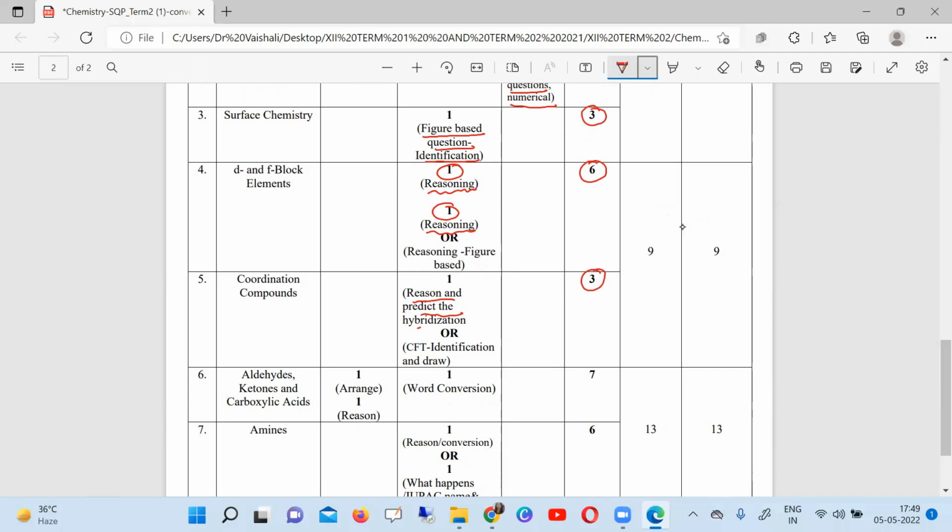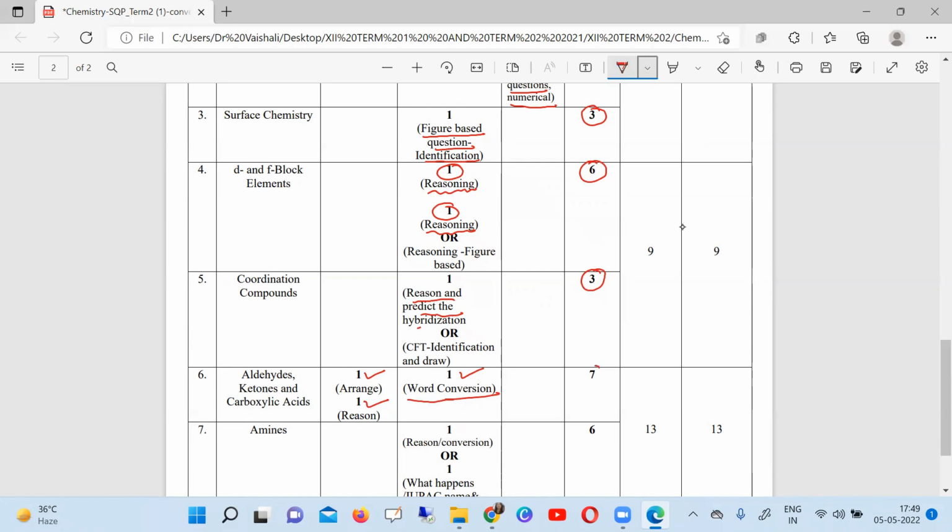In aldehydes, ketones, and carboxylic acids, there are 2 questions of 2 marks. The first 2-marker is to arrange in increasing or decreasing order, and the second is based on reasoning. And there is 1 more question of 3 marks, which is a conversion, a word conversion.